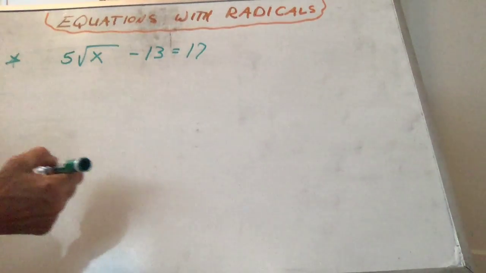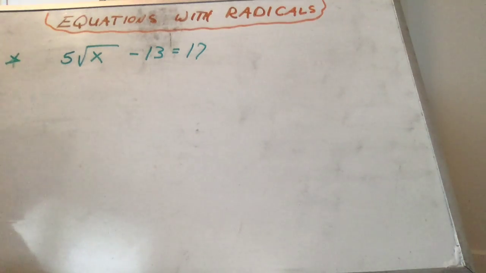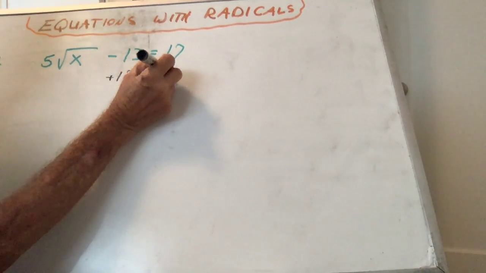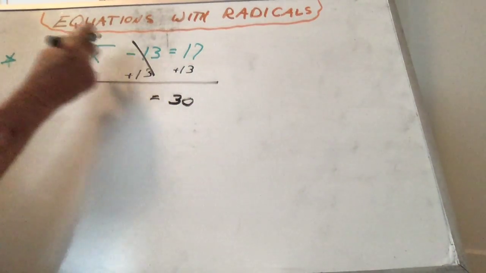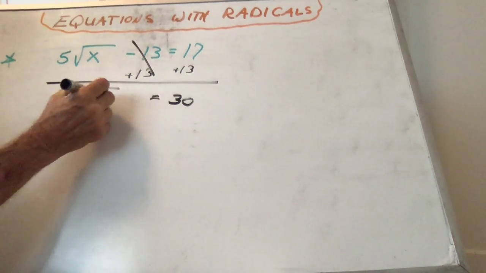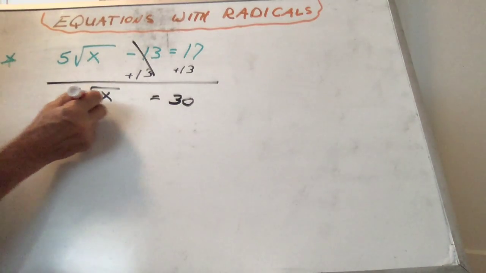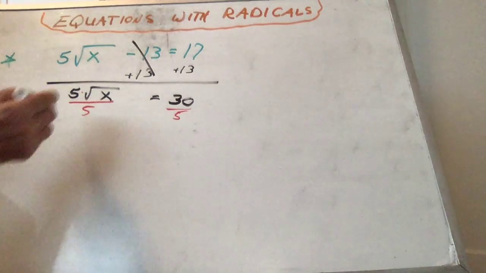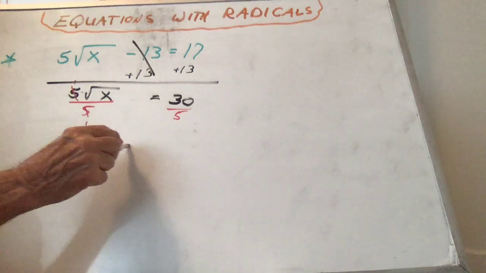So I got a radical here. You haven't seen that before. So we want to clear everything out, and we always get rid of what's being added or subtracted first. So we're going to add 13 to both sides. That cancels. That's 30. I bring this down. Still got that square root. So now we're going to do what we've done with variables. This is 5 times it, so to get rid of that 5, I'm going to divide. Okay, that cancels out to 1s. So I have not x, I have the square root of x equals 6.